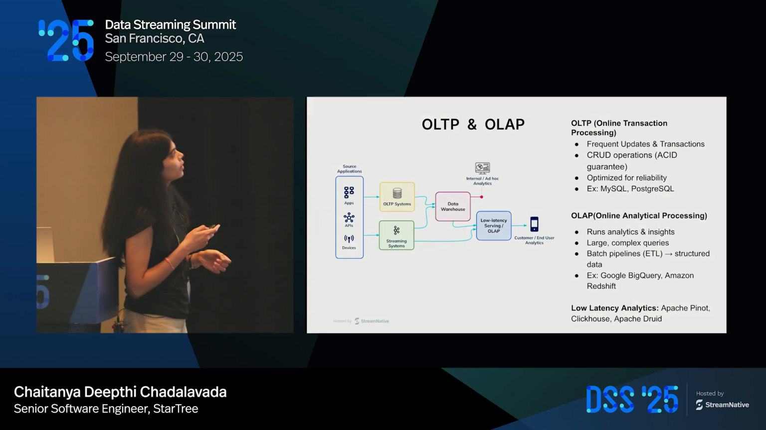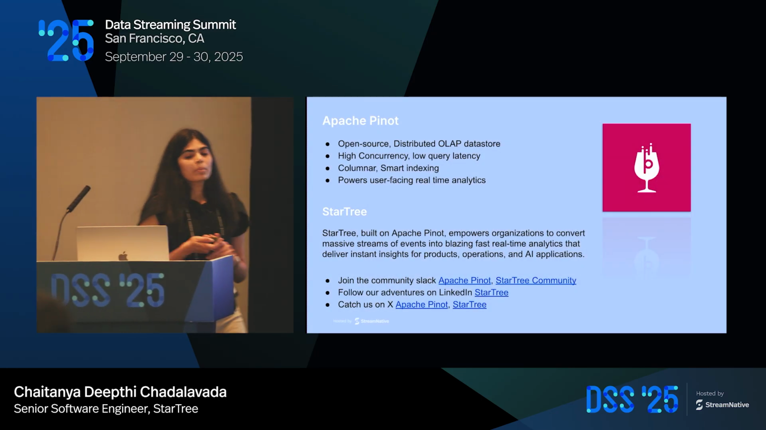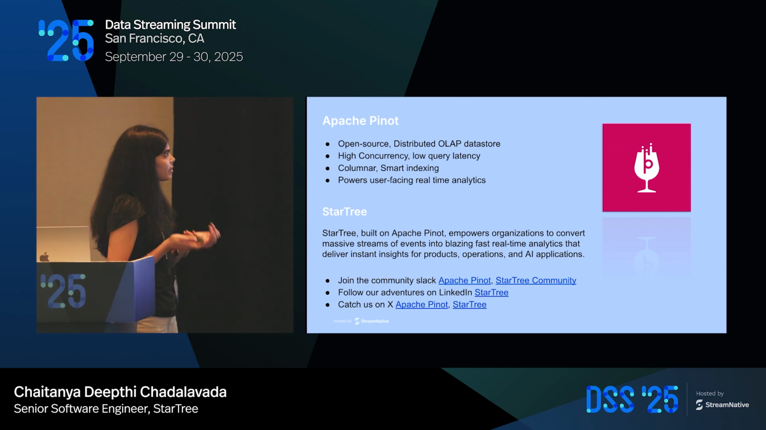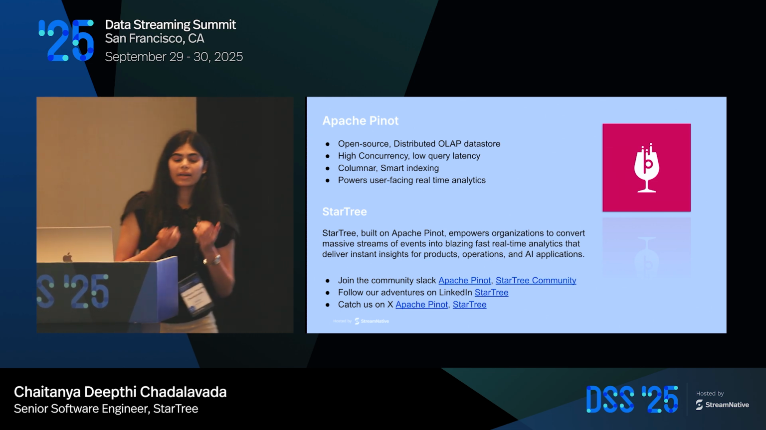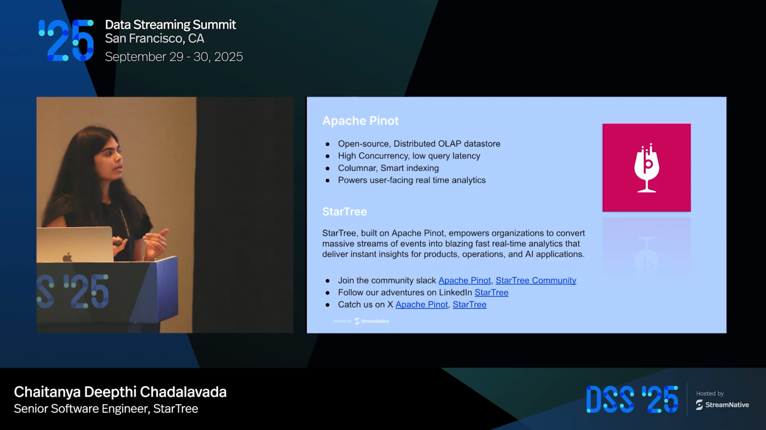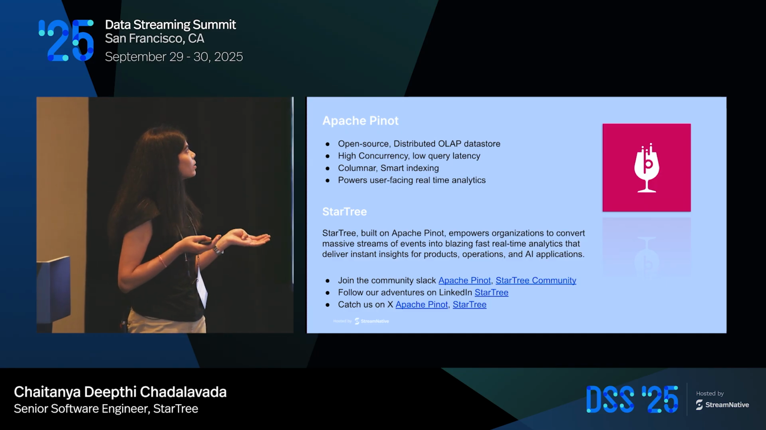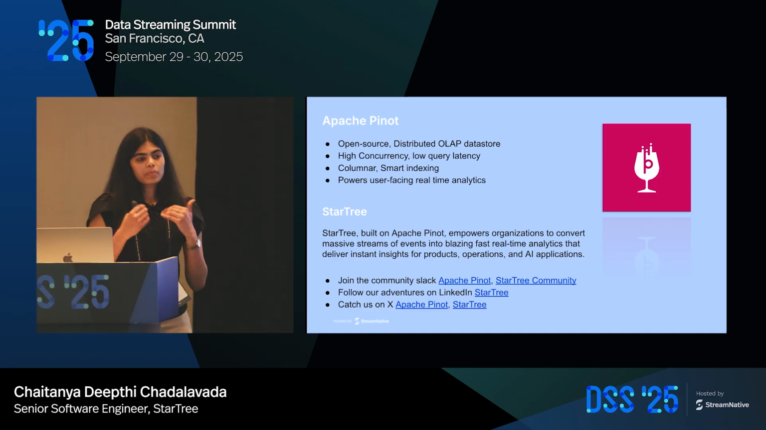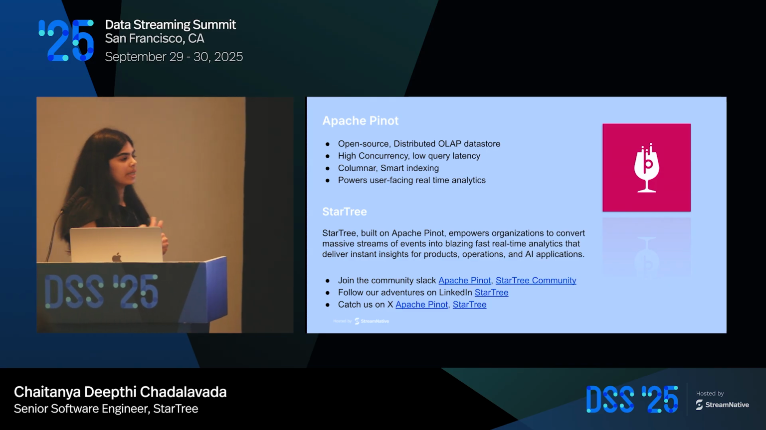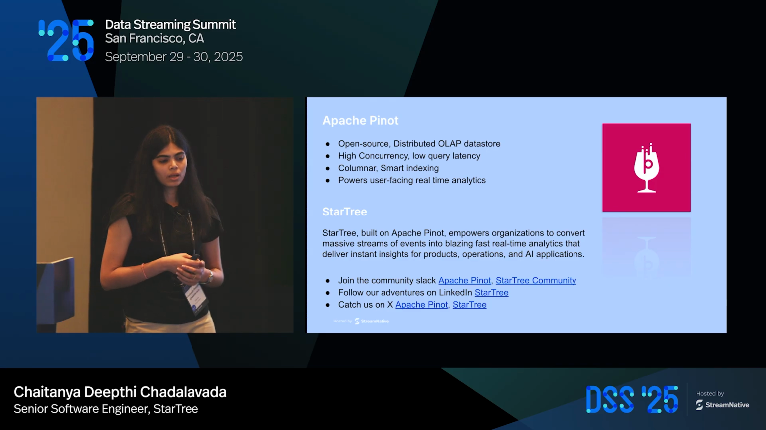So with that, today I'll be talking about Apache Pinot. Apache Pinot is a real-time analytics database, a distributed OLAP data store. We handle all kinds of high concurrency, high throughput use cases that serve low latency queries. The data stored in Apache Pinot is in columnar format, and we have all kinds of smart indexing to serve those queries with low latency.